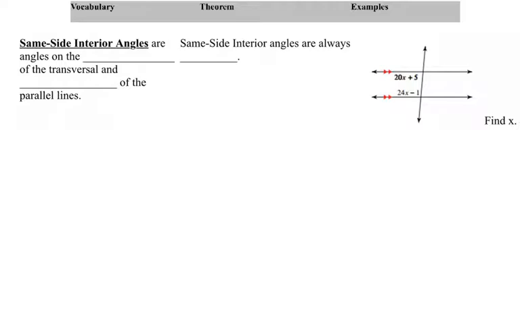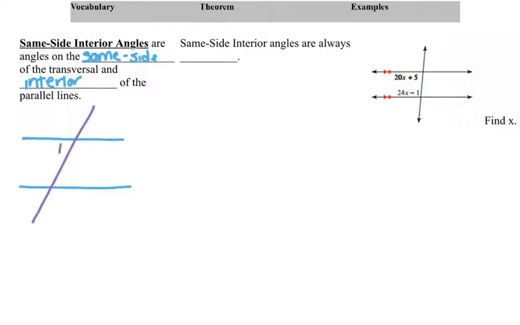Okay, so here's some different angle pairs and their names. Same side interior angles are angles on the same side of the transversal, and they're on the interior of the parallel lines. Here's what I mean with that. Here's the parallel lines. Here's the transversal. So angle 1 and angle 2 would be same side interior because they're both to the left of the transversal and they're both inside the parallel lines.